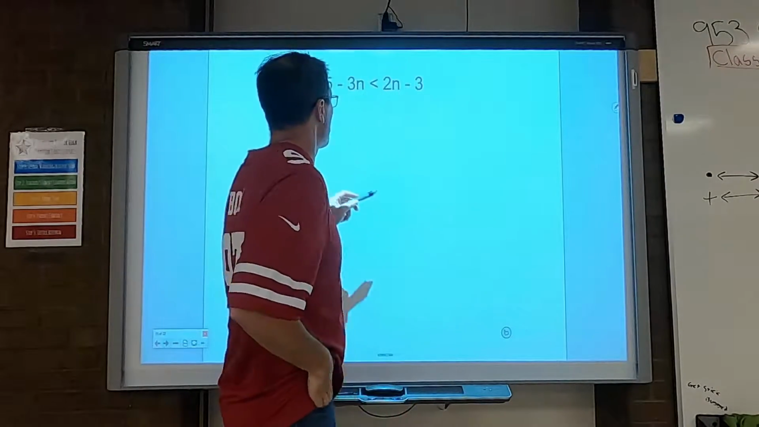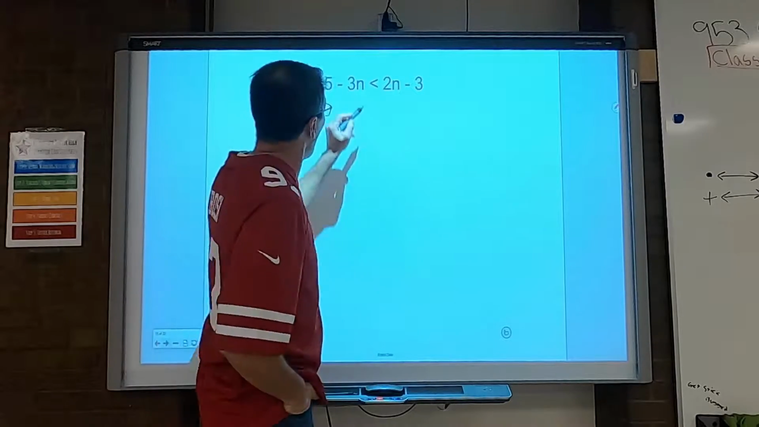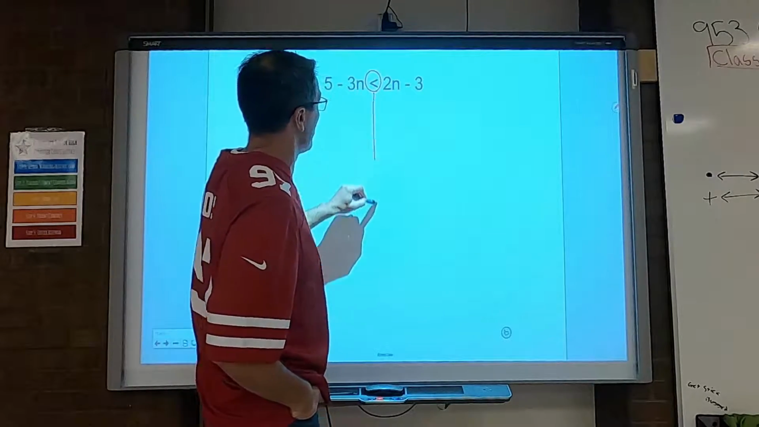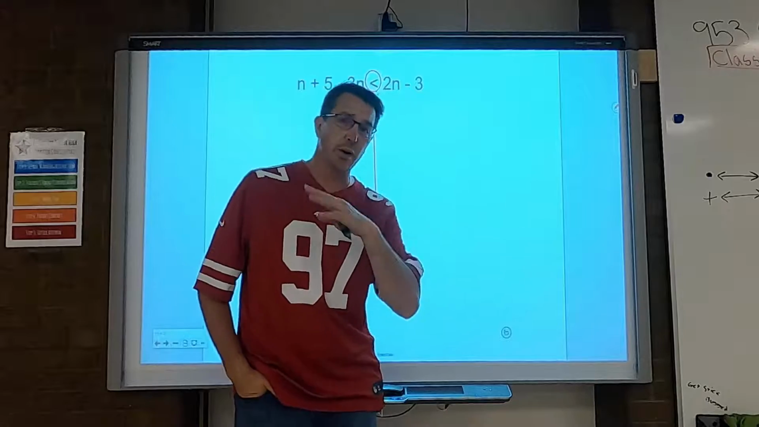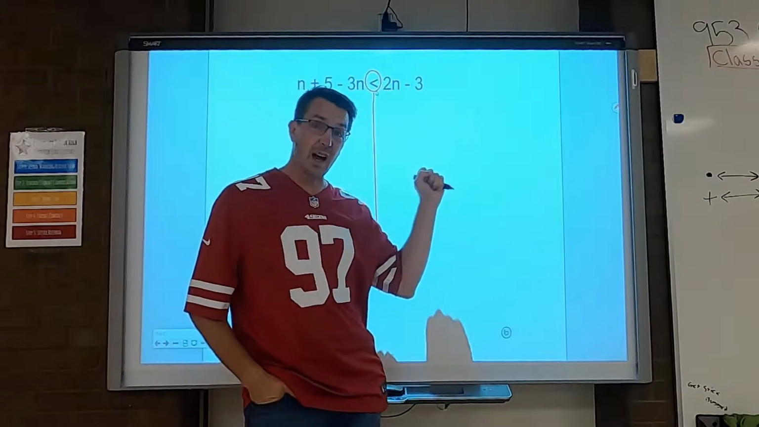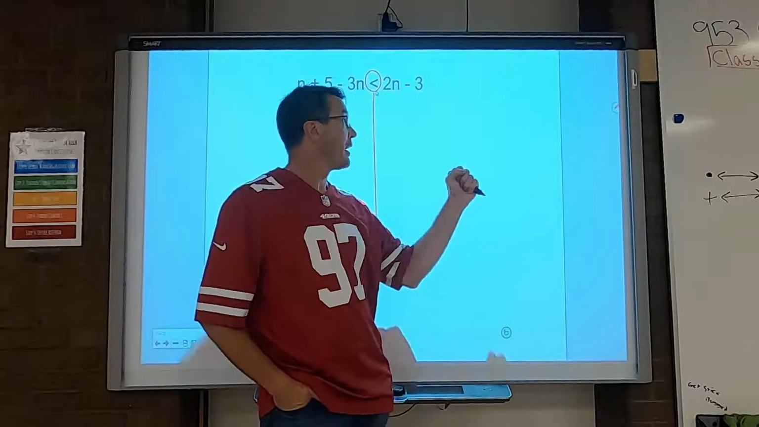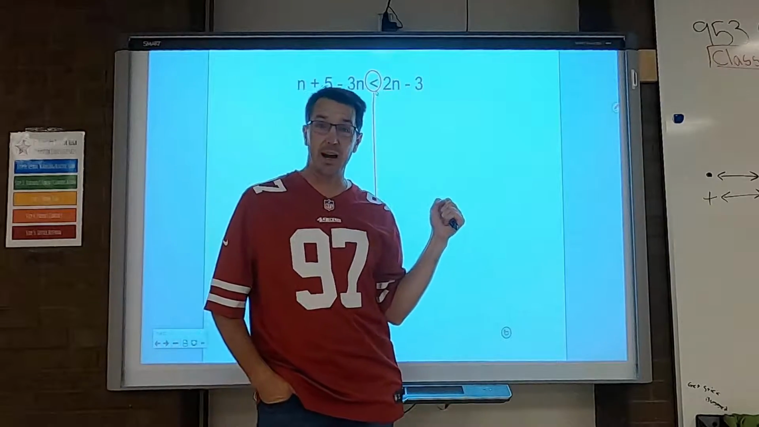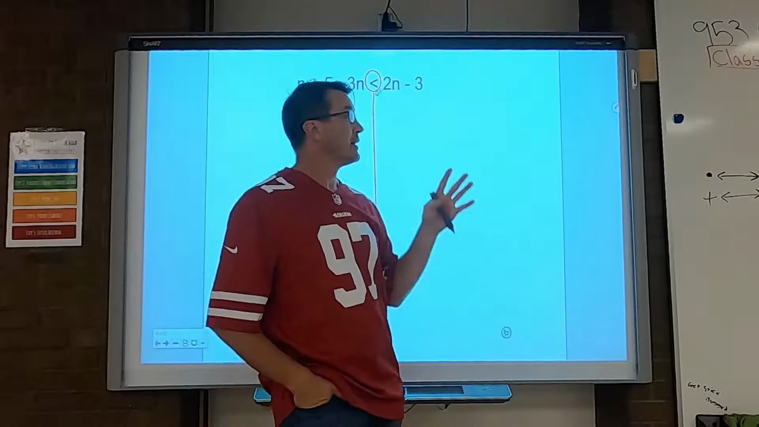But this is where it becomes super important, because before we just wanted to move it over here. But here, remember, if we move variables to one side and they end up being negative, then we're going to have to flip the sign, and that we don't want to do. So let's talk about this.